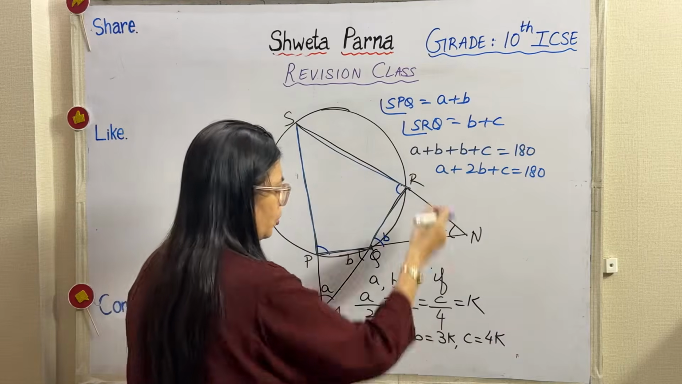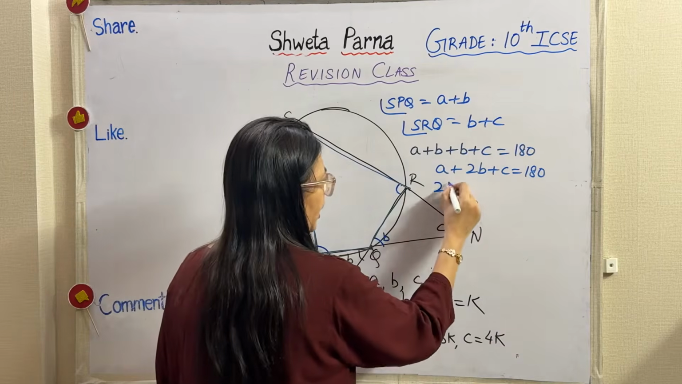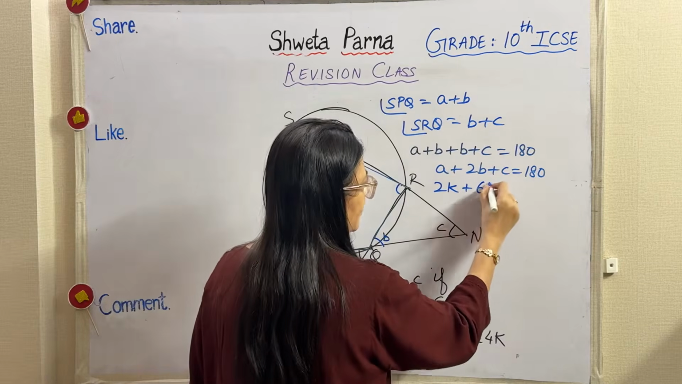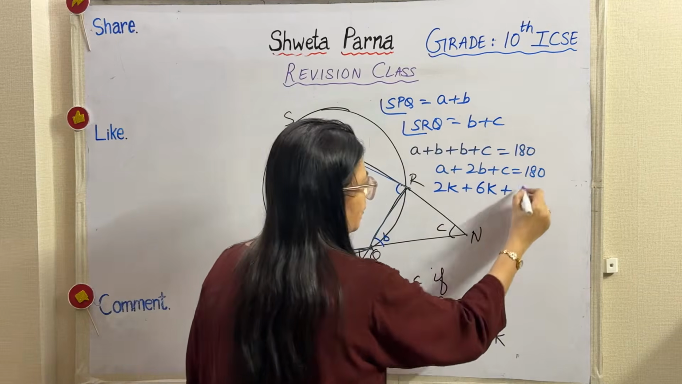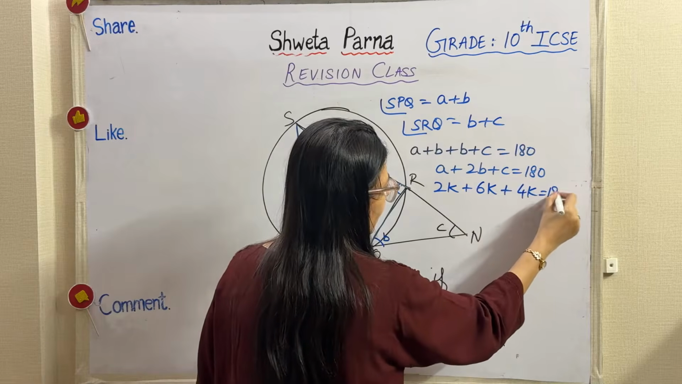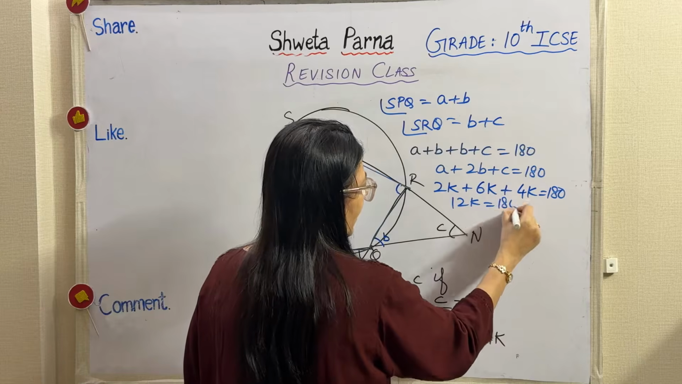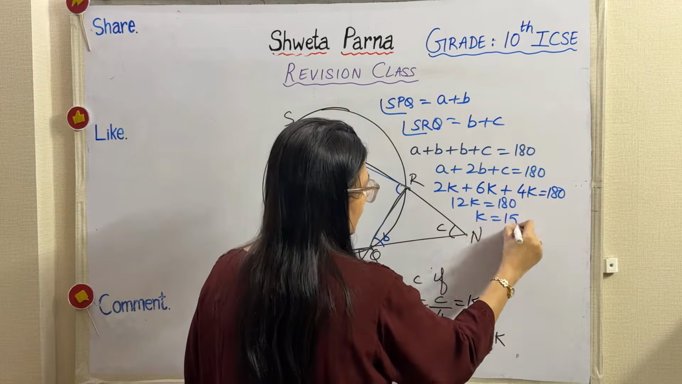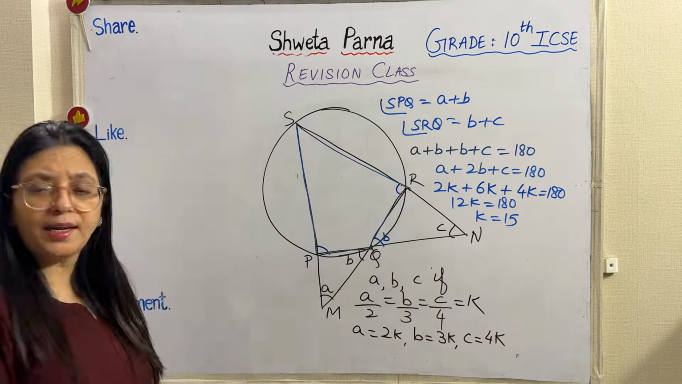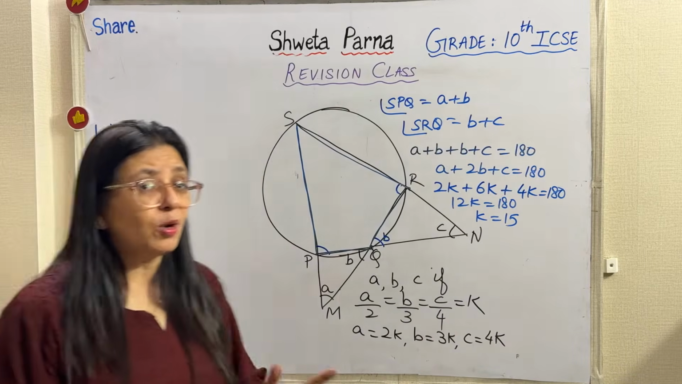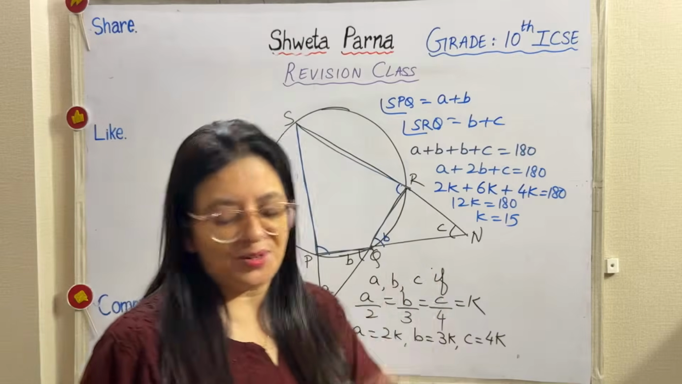Correct? Now substitute the value. A is 2K plus 2B is 2 into 3K, which is 6K, plus C is 4K is equal to 180. So this is how you will get the value for K. And once you get the value for K, you will get the value for A, B, C. Clear? Yes, the sum looks complex, but was it complex? No.